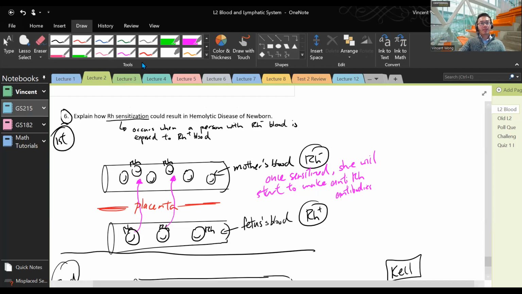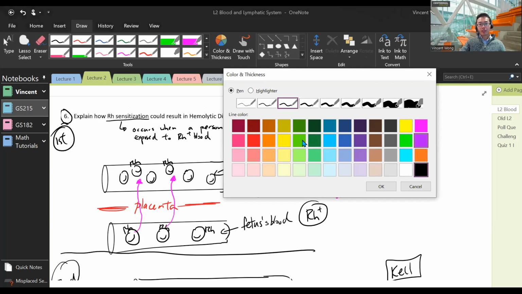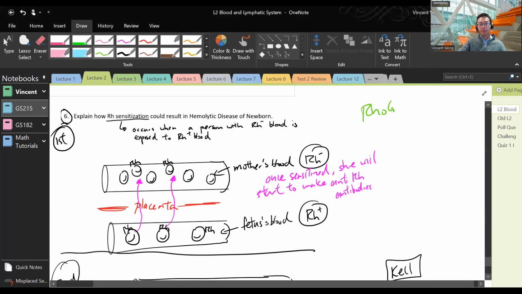Okay. So what happens is RhoGAM, pick a nice color here. Let's use green. RhoGAM, these are artificial anti-Rh antibodies. They're made in the lab and their job is to destroy anything that has Rh in them. So you're going to give it to the mother at like 28 weeks of pregnancy, and then again after delivery. You're going to give them these artificial antibodies that would find anything that has Rh on them and destroy them.